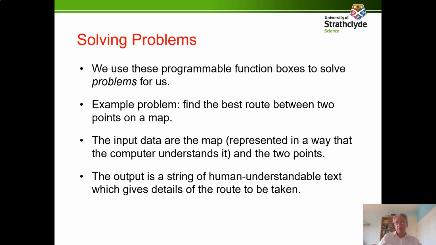The way that we use these programmable function boxes is that we can use them to solve a problem for us. So let's say we want to find the best route between 2 points on a map. Let's call this the Google Maps problem. The input data are the map that you've got and the 2 points. The map has to be represented in a way that the computer understands it, and indeed the 2 points as well. And it's all going to get turned into binary. The output from the program is going to be some human understandable text which gives details of the route to be taken, or it could be a picture showing how to get between the 2 points.